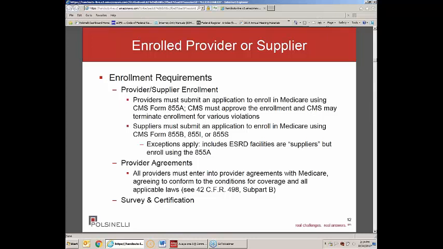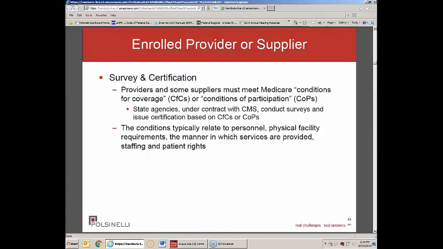Providers also have to enter into provider agreements with CMS, certifying that they will follow all the rules, basically. The agreement outlines a number of requirements that are specific to providers rather than suppliers, related to how they provide and bill for services. Some suppliers do enter into what's referred to as a participating supplier agreement, but that's a distinct agreement from what you commonly hear as the provider agreement. And finally, some types of providers and suppliers have to go through a survey and certification process.